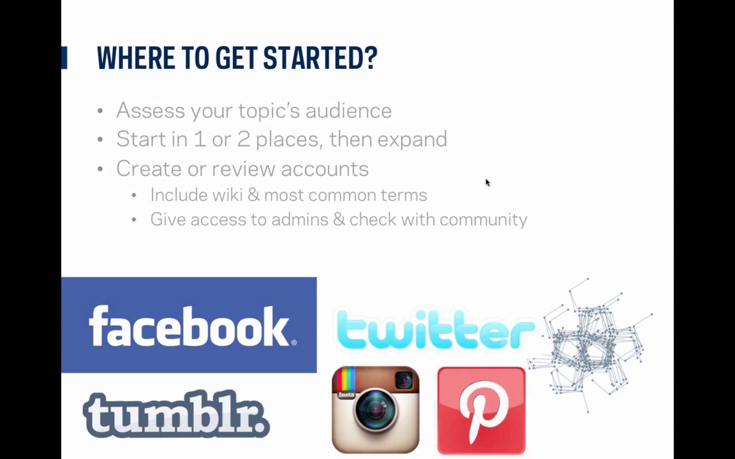eyes on your wiki. You should start out on only one or maybe two platforms, then add more if it makes sense. It can be daunting to set up 5 accounts and try to manage all of them. We recommend starting with 2, such as Facebook and Twitter, testing it out and then reassessing after some time.